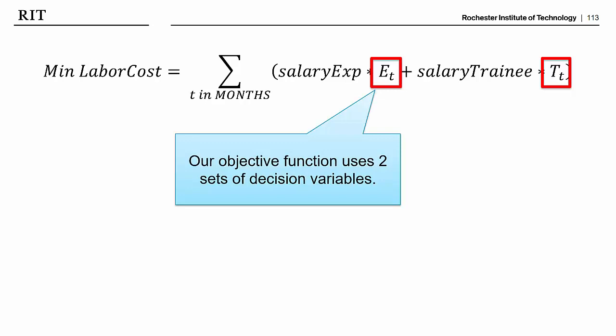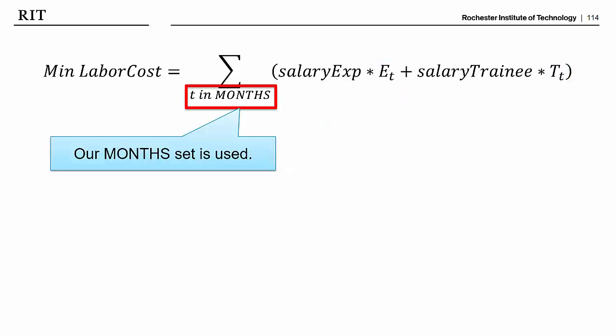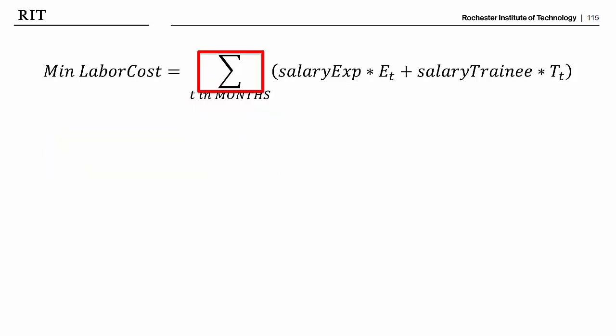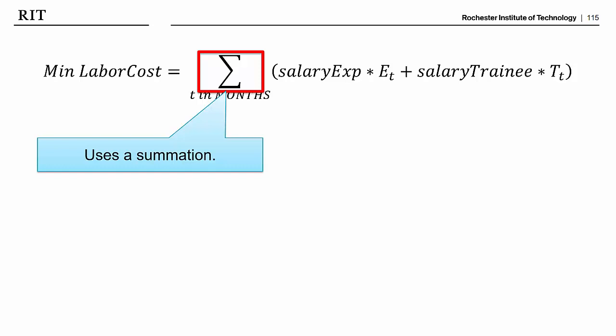We see that this objective function makes use of two of our decision variables, the E sub t and the T sub t decision variables. It uses a set to tell our summation function what to sum over. And it uses a summation function, so we'll learn about summations in Python. But first, we're going to talk a little bit about how objective functions work in Pyomo, and then also review in general writing functions in Python.